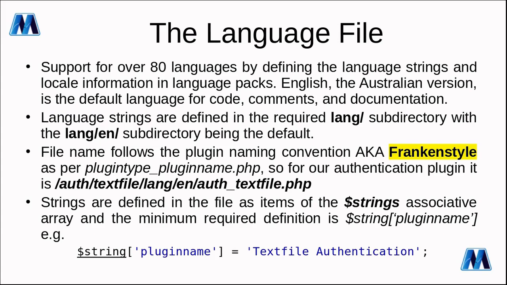language strings. Now, language strings, if you use the English language strings, there's support if you do end up releasing your plugin to the plugins directory. There's some support in translating those language strings, and we'll talk about that at some point later in this course. The file name is basically your plugin's Frankenstein name.php. So for the authentication plugin that we are going to develop, our language file will live in lang/en/auth_textfile.php.